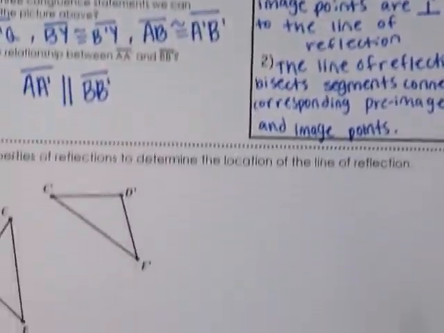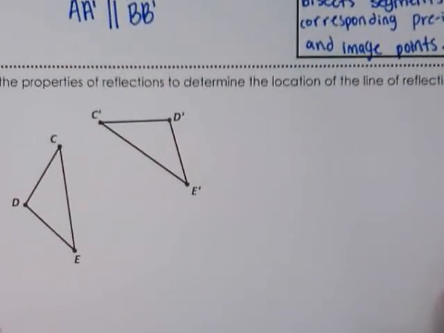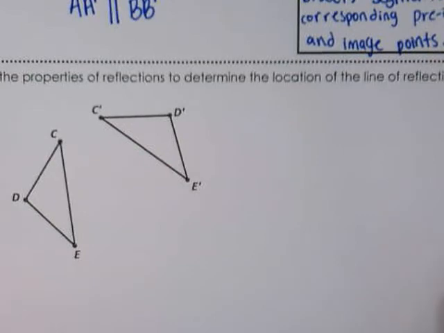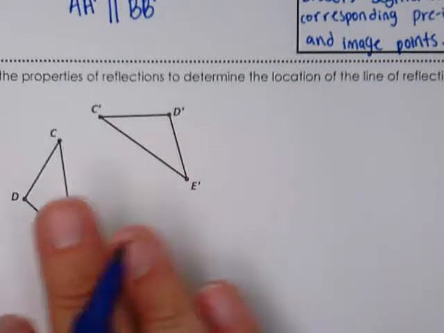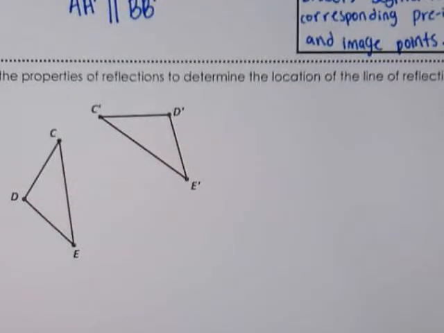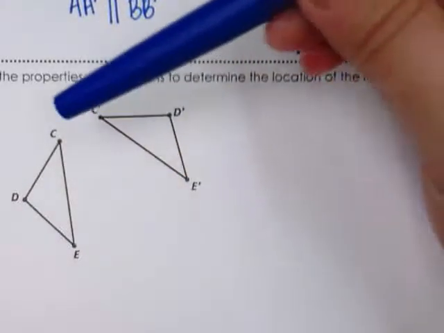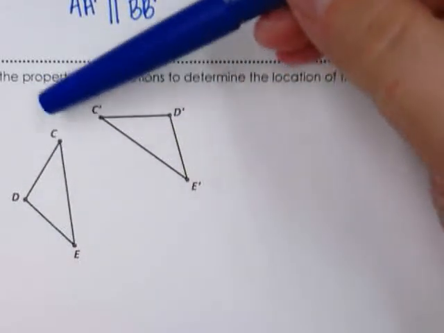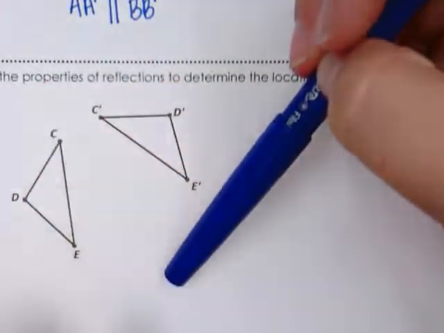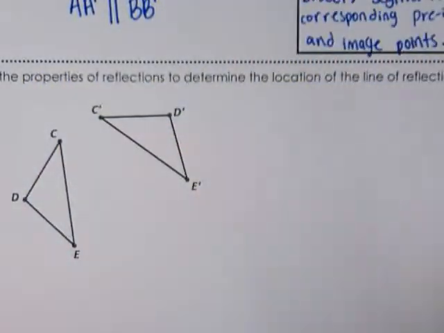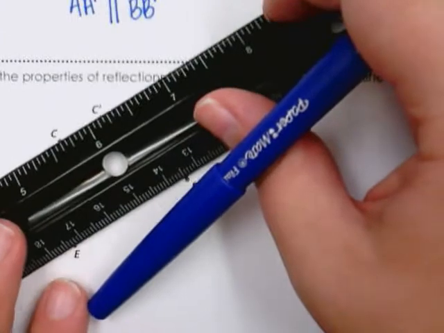And we're going to use that property for the second section. It says use the properties of reflections to determine the location of the line of reflection. Now, just by looking at these two, seeing where the pre-image and image are, where do you think the line of reflection will go? If you said somewhere in here, you're right. That's the line that this image has reflected over. It's somewhere in here. But we're going to find where it truly should be.